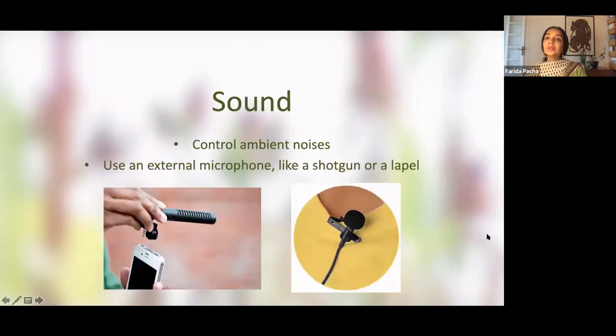And just for sound, try to control the sounds that you can control. When we come into a room, the first thing we do is switch off the fans, because we are used to them. We don't notice them, but they are very noisy. Switch off the air conditioning, the television, the radios. What you can control, you control. The other stuff like traffic or a construction site, you can't control. In that case, it's better to use an external microphone, like a shotgun like this, or for interview situations, a lapel.